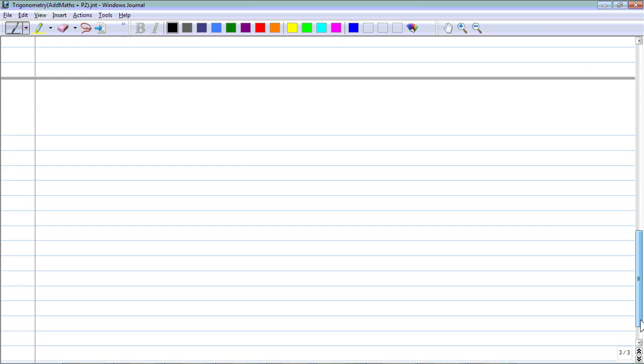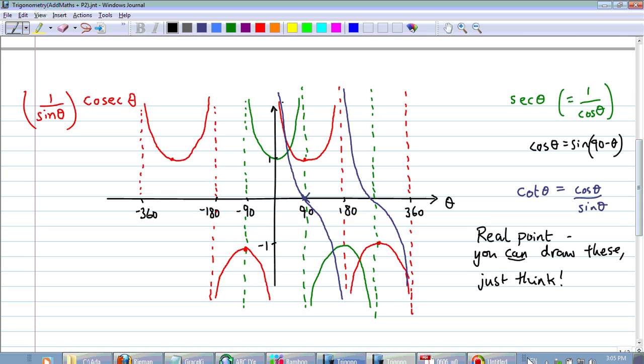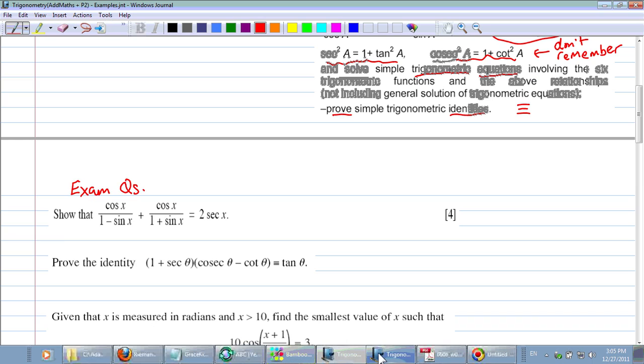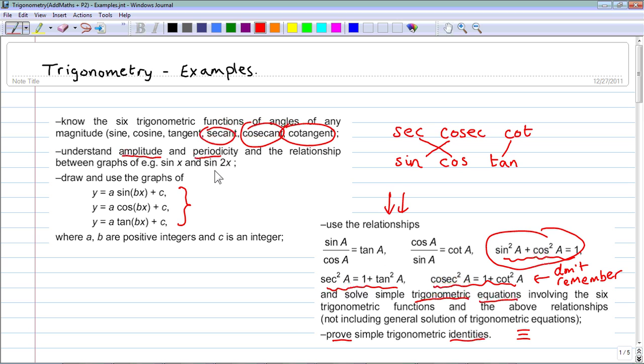Okay, so that's the graphs of those functions. Now let's go back to the syllabus there and remind ourselves what we need to know. The next kind of thing that we really need to focus on, I think, is this part here, which is how do we draw the general sine or cosine or tangent curve? We should already know how to draw sine, cosine and tangent, but how do we draw them with these numbers a, b and c?